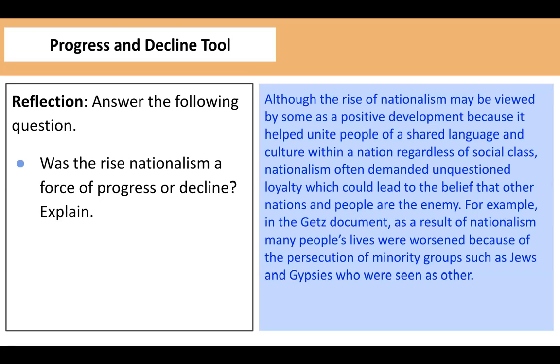For example, in the Getz document, as a result of nationalism, many people's lives were worsened because of the persecution of minority groups such as Jews and Gypsies who were seen as other. So this is a sentence starter from the language of progress and decline. I use some of the words and phrasings for how to talk about my examples. So, many people's lives were worsened, showing that it was a decline. And then I use language from our steps 1, 2, and 3 here as well.